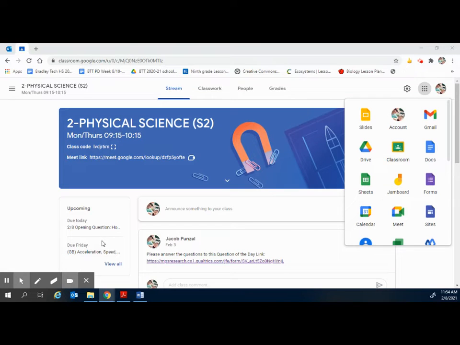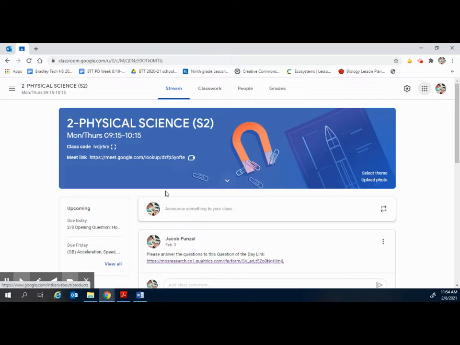Hey, good morning, everybody. This is going to be kind of a demo for any of you that missed class last week when we were talking about the acceleration, speed, and velocity. So we will get right into it.